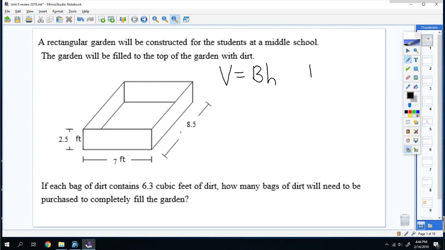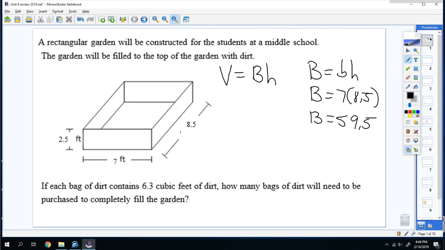So we're going to define big B. Big B is going to be just base times height because the base is a rectangle. So the base of the rectangle is 7 and the height is 8.5. So 7 times 8.5 is 59.5. So now since we know big B, we're going to plug that in. So we're going to do V is equal to 59.5 times the height of the prism, which is 2.5.